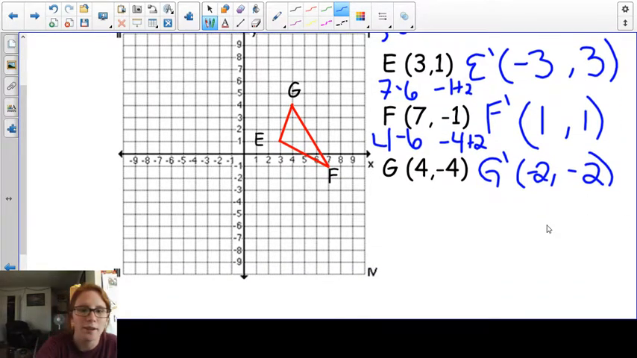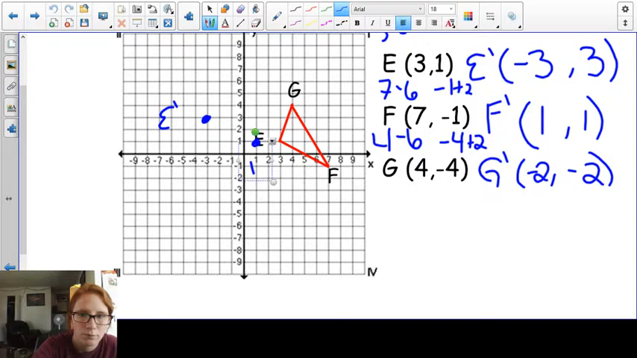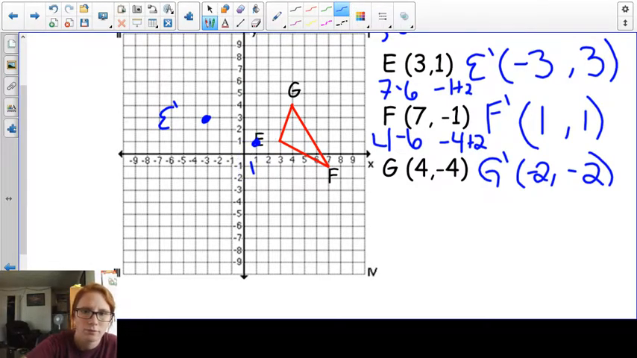So e prime will be at negative 3, positive 3. F will be at 1, 1. Oh, come on. And G will be at negative 2.